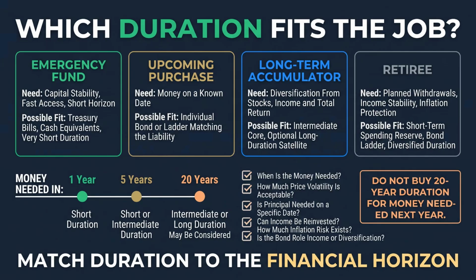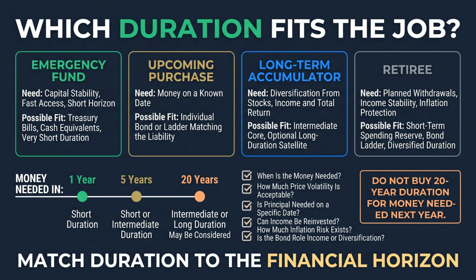Different financial goals require different duration decisions. An emergency fund prioritizes capital stability and quick access. Treasury bills, cash equivalents, or very short duration securities may be appropriate tools because the money could be needed without warning. A planned purchase has a known date. If the investor expects to need the money in 2 or 3 years, an individual bond or ladder maturing near that date can reduce the risk of being forced to sell during an unfavorable market.